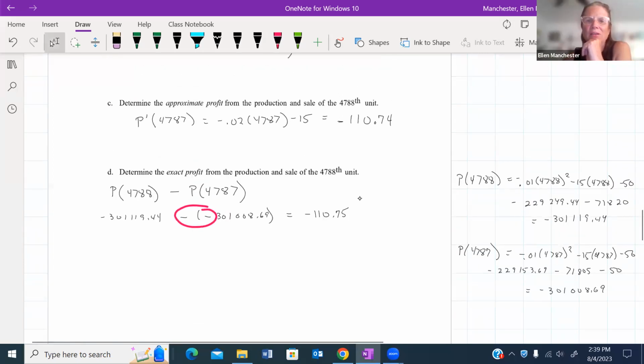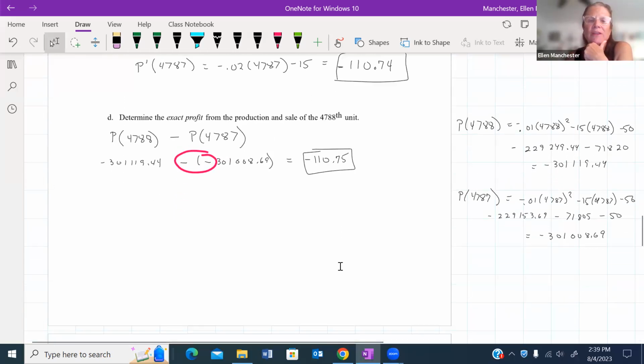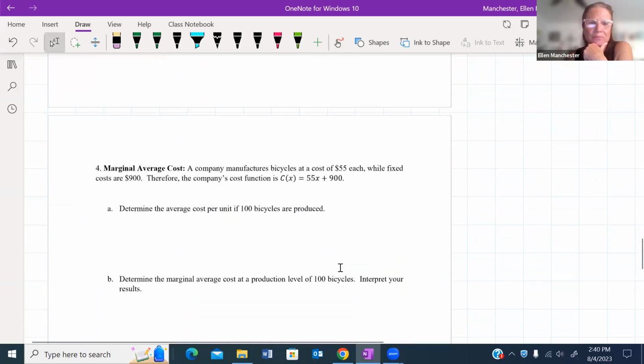And again, these are very close in value, and they should always be. If they aren't, then there's something wrong. So approximate is the derivative, and then for exact, you find the difference between the two values.